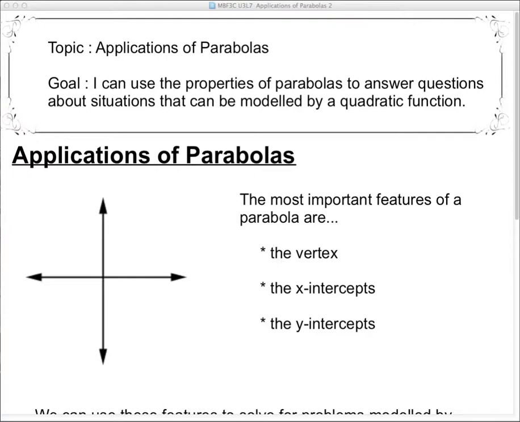Okay, so here we're talking about applications of parabolas, and I'm just going to go over again the most important features of a parabola. Let's just do our little parabola here. The most important features are these ones: the x-intercepts, the y-intercept, and then the point right down in the middle, the vertex. So this is the vertex.